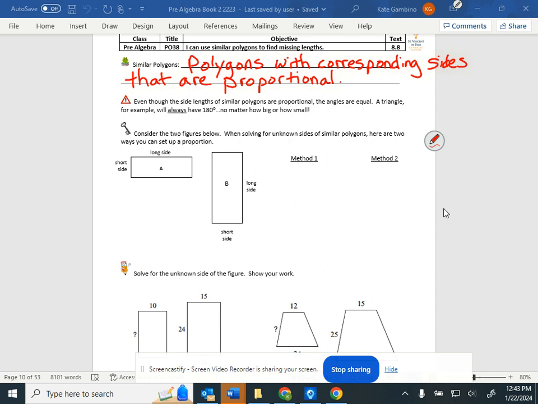Kaylin? Correspond is one of our vocabularies. Oh, lovely. So we really know what it means to be corresponding. So let's look at our two figures below. When solving for unknown sides of similar polygons, here are two ways you can set up a proportion.